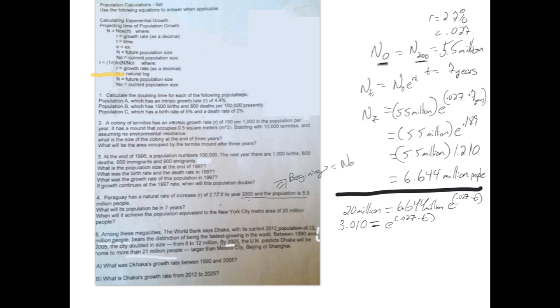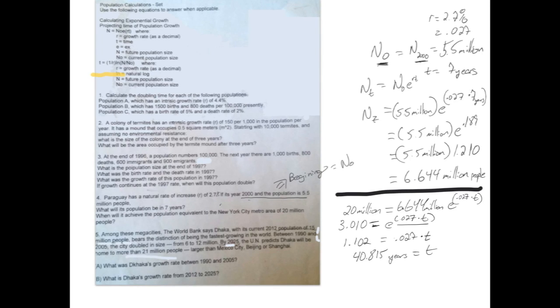So now we take the natural log of both sides. The natural log of 3.010 is 1.102, and that's equal to the natural log of e to its exponent, so it's 0.027 times t. Divide both sides by 0.027. So 1.102 divided by 0.027, and that number is 40.815, and that would be years, right?